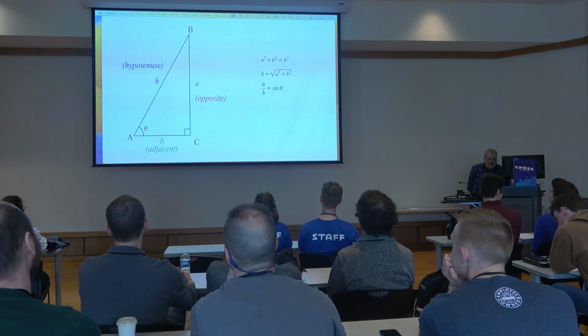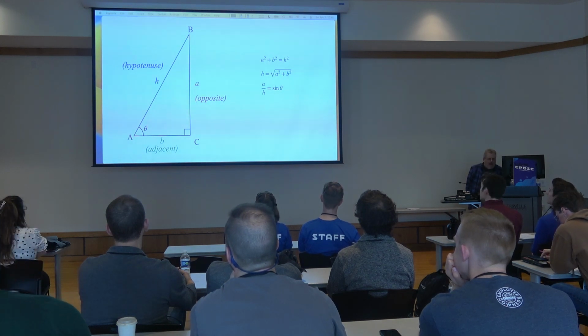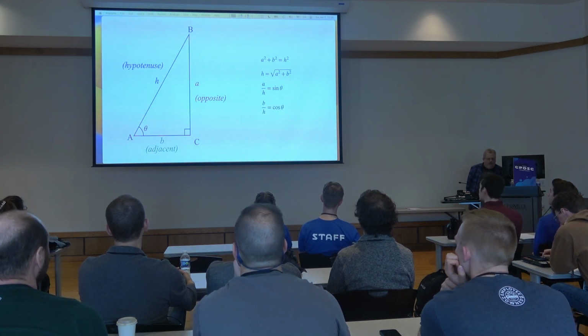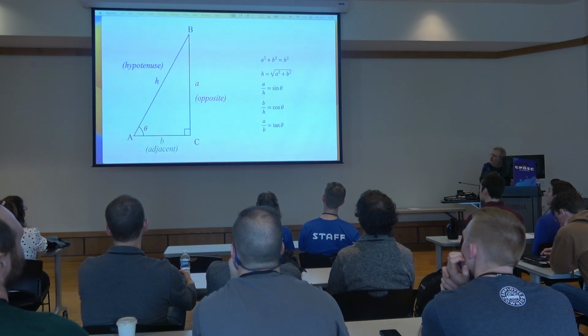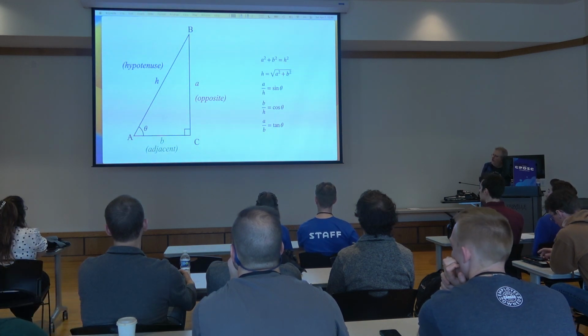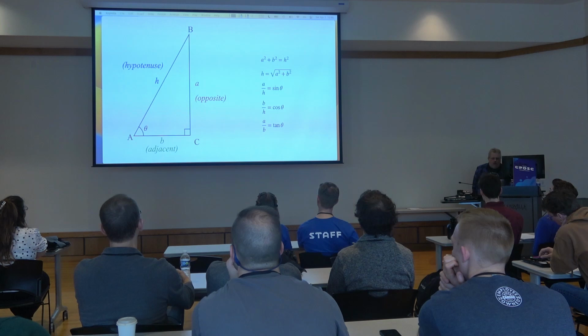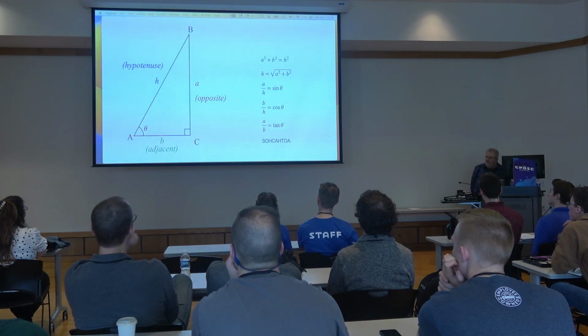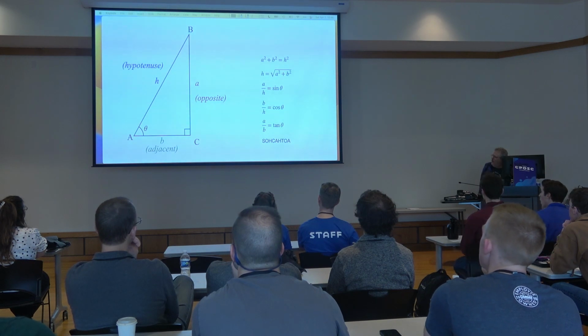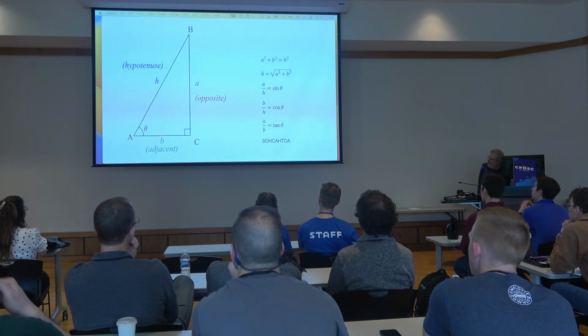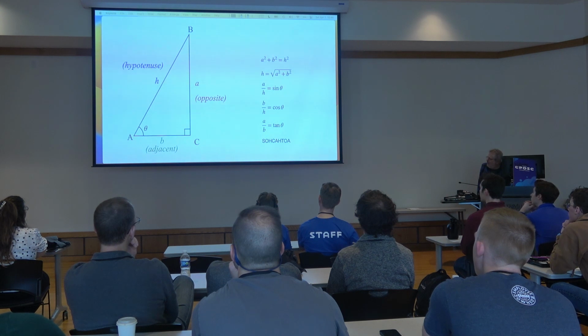The sine is the ratio of the opposite side to theta. The cosine is the ratio of the adjacent side to theta, and then the tangent is the ratio of the opposite to the adjacent sides. I remember this by SOH CAH TOA, which I learned in high school. Sine is opposite over hypotenuse, cosine is adjacent over hypotenuse, whatever, you can see what it says.